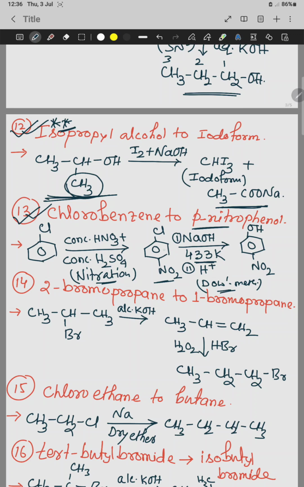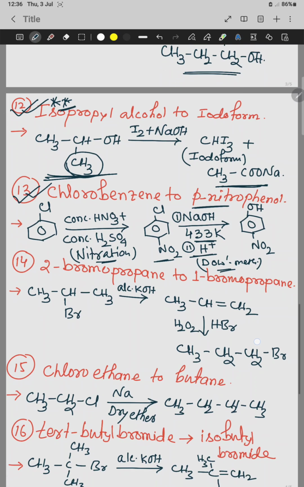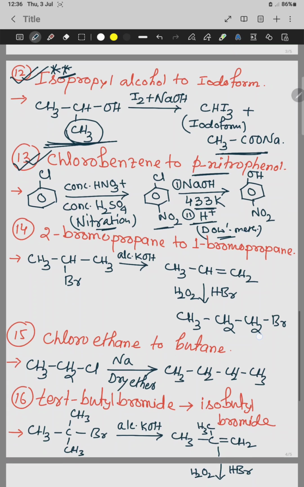So if you learn that reaction, then you know that when you give NaOH followed by H plus, maybe you can give HCl or H2SO4, in the first step chlorine will be replaced by ONa and then it is converted into OH. Okay, so this is nothing but our DOS method.